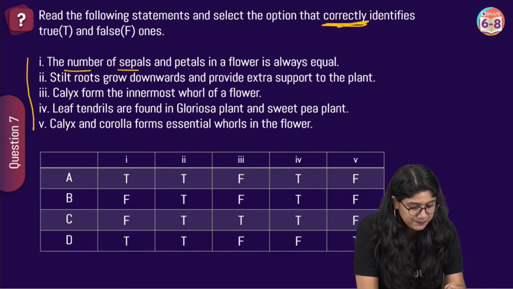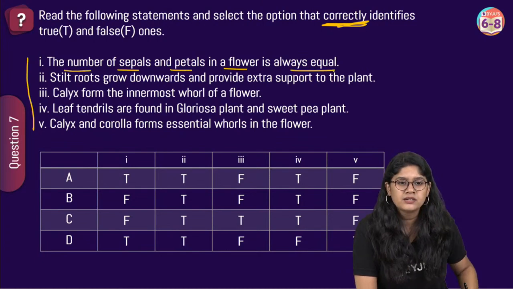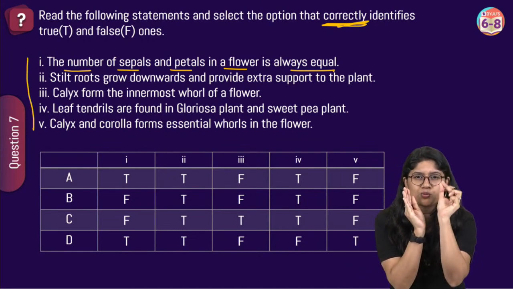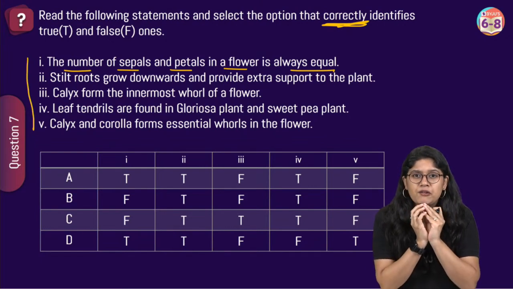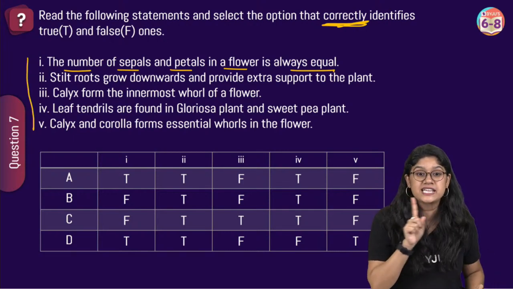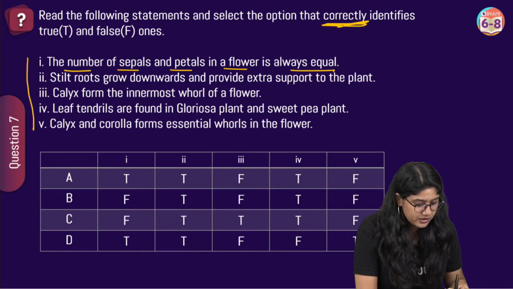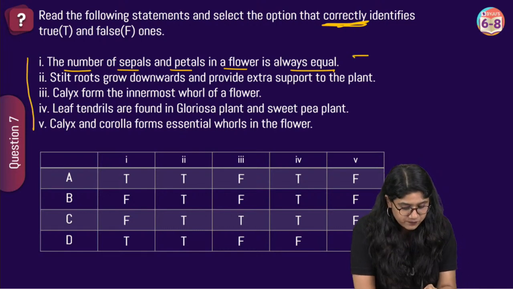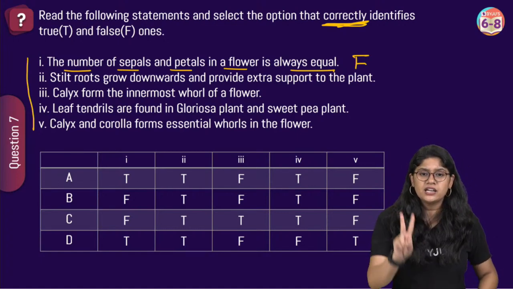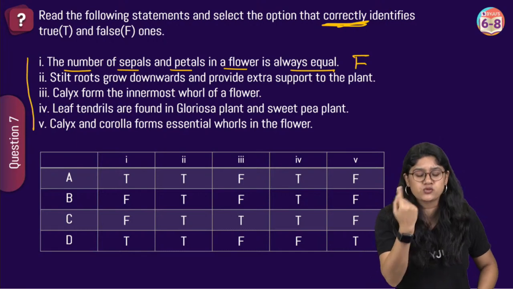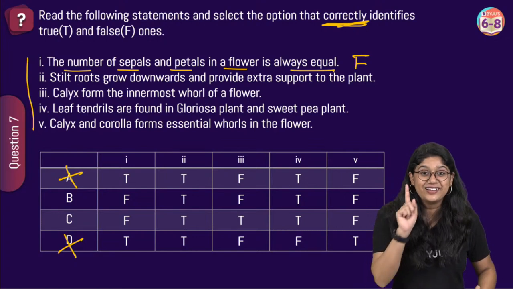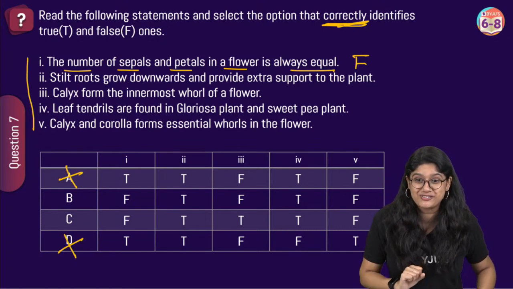The number of sepals and petals in a flower are always same. We know that they are not same. Sepals are those small green leaf-like structures, and petals are beautiful, bright colored ones. They are never same in number. So, of course, it is false. Now, between A, B, C and D, we can see that only in two options, B and C, the first one is false. So, we can eliminate A and eliminate D. Easy, right? This is how you have to solve the question in the examination, everyone.